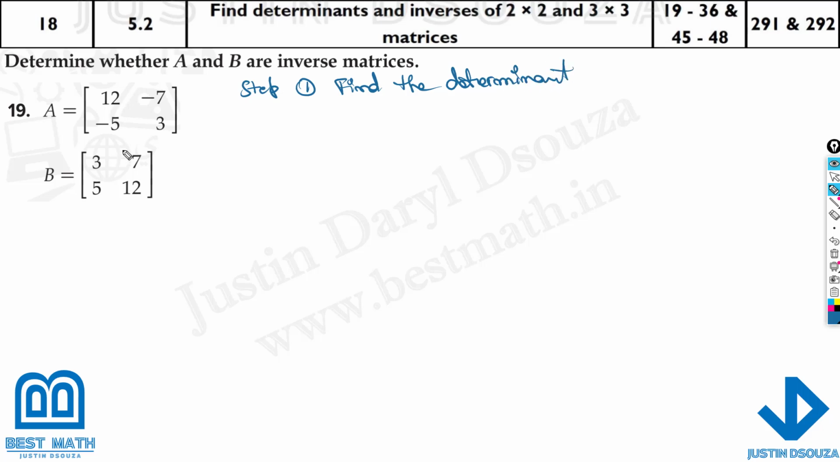Now we know this is inverse, so what happens is I'll try to find the inverse over here by the formula, and whatever I get must be the matrix B. If I don't get it, then it's not an inverse. So find the determinant. How do I find the determinant?